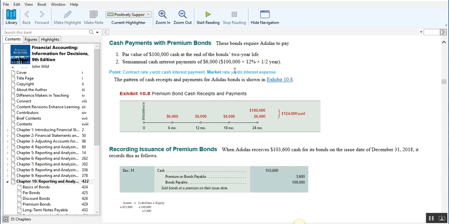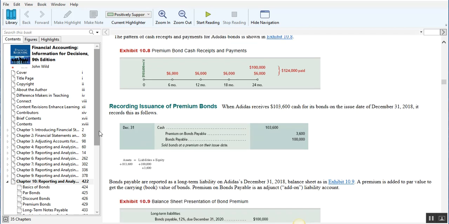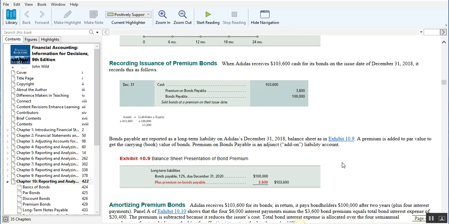So we're selling these bonds at 103.6%. So now, instead of getting less than the face value, we actually get more than the face value, $103,600, and we recognize the premium as the difference between the bonds payable and the cash we received, which in this case is going to be a $3,600 credit. Remember, I said a discount is always a debit, a premium is always going to be a credit.